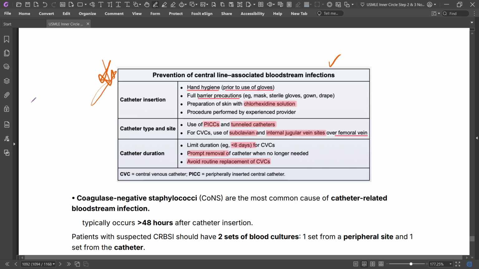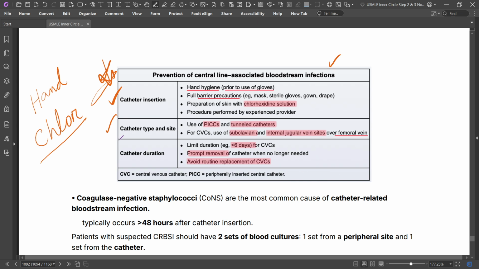First, hand hygiene, so using gloves can help you. Full barrier precautions like masks, sterile gloves, gowns, and wrappings, and chlorhexidine solution, and the procedure performed by an experienced hand, that is one of the important ones. So during catheter insertion, these are the techniques you should follow.